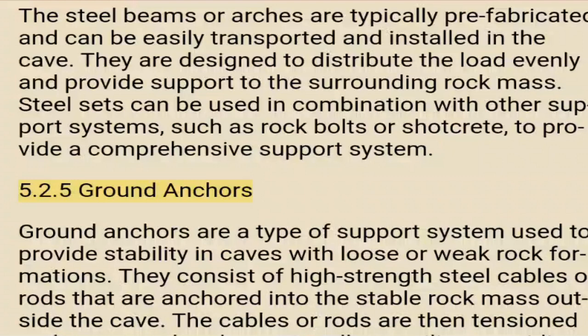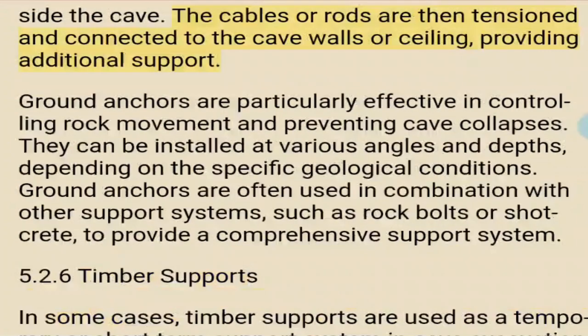5.2.5 Ground anchors. Ground anchors are a type of support system used to provide stability in caves with loose or weak rock formations. They consist of high-strength steel cables or rods that are anchored into the stable rock mass outside the cave. The cables or rods are then tensioned and connected to the cave walls or ceiling, providing additional support. Ground anchors are particularly effective in controlling rock movement and preventing cave collapses.